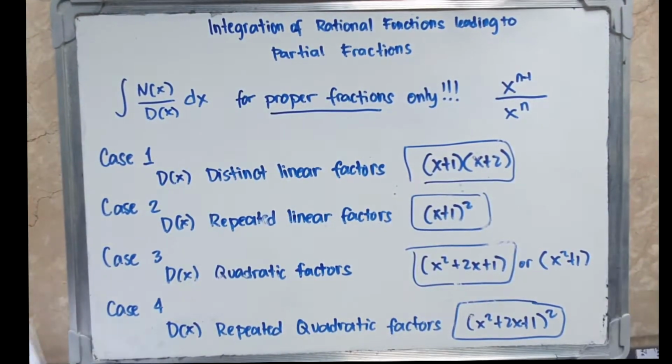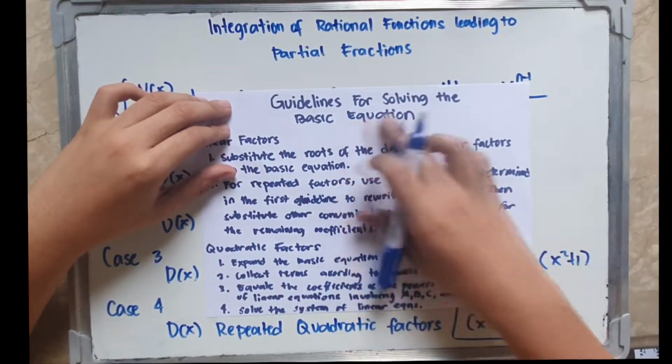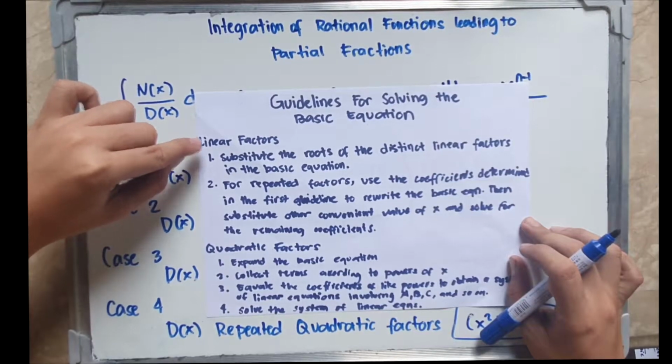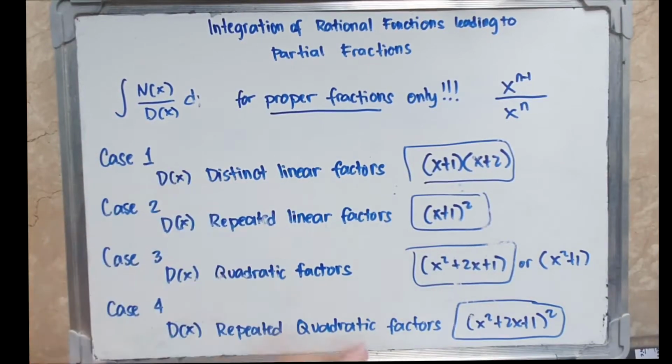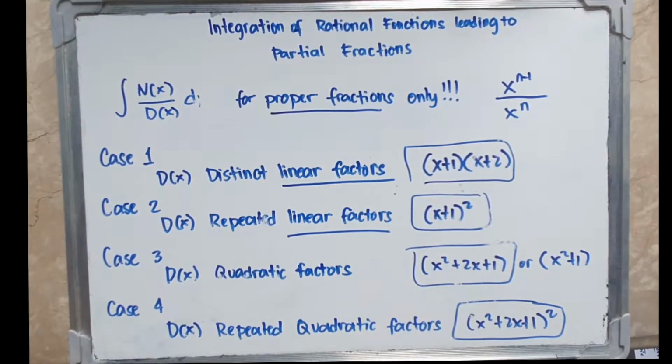These are the guidelines. Guidelines for solving the basic equation. There are two types, linear factor and quadratic factor. Case number 1 is a linear factor. Case number 2 is also a linear factor. Case number 3 is a quadratic factor, and case number 4 is also a quadratic factor.